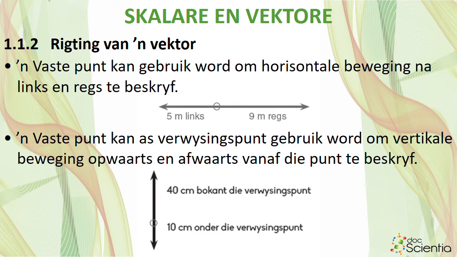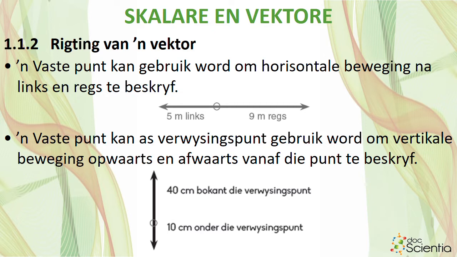You have to have some point of reference that you can say I'm moving east from that point, or upwards from this point, or to the left from this point. En dit is waar hierdie vandaan kom. Die rigting van 'n vektor, jy gebruik 'n vaste punt om horisontale beweging as links of regs te beskryf. Okay? And that can also be east or west. So wanneer ons kyk na hom, hulle gaan nou maar dit ook sê, maar links en regs kan jy vervang met oos en wes ook.